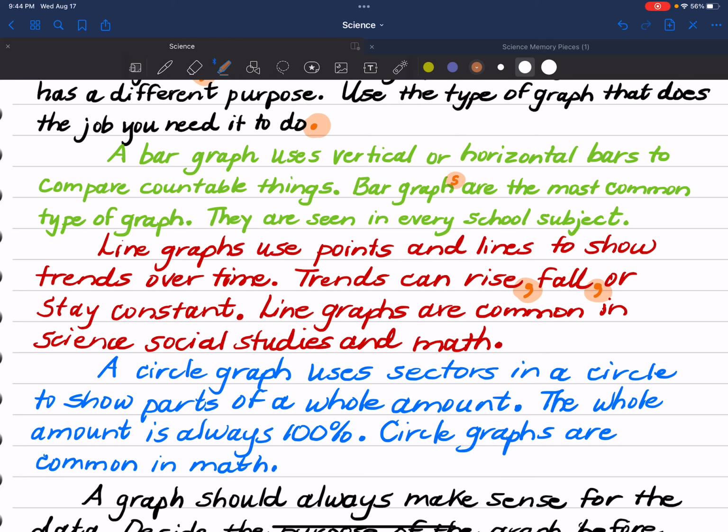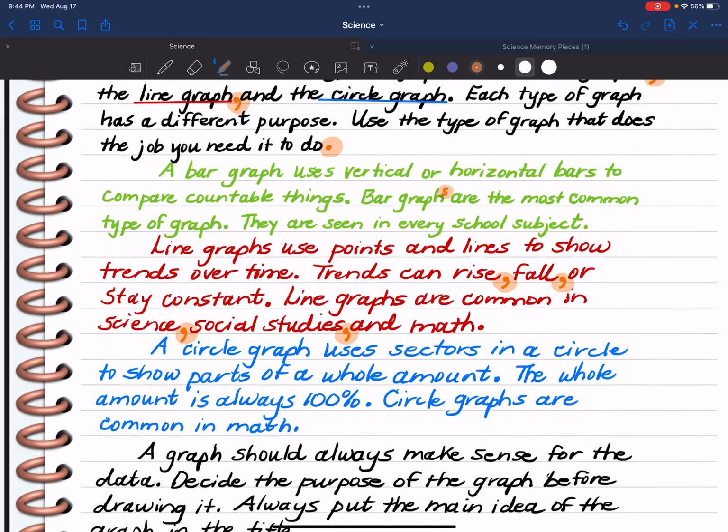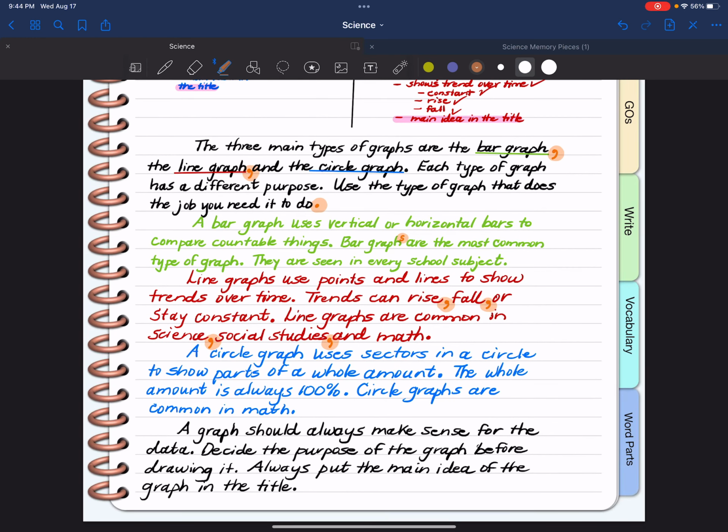Line graphs are common in science, social studies, and math. Do you hear it? Line graphs are common in science, social studies, that's one subject, and math. So you have 3 subjects: science, social studies, math. 3 subjects, you need the commas. So I made that mistake 3 times already.